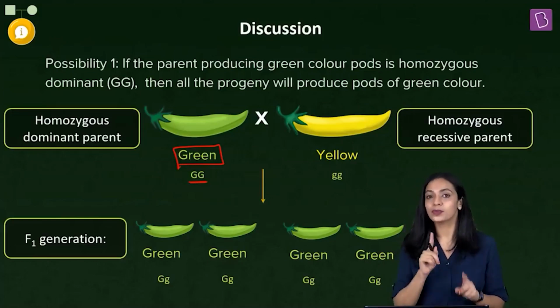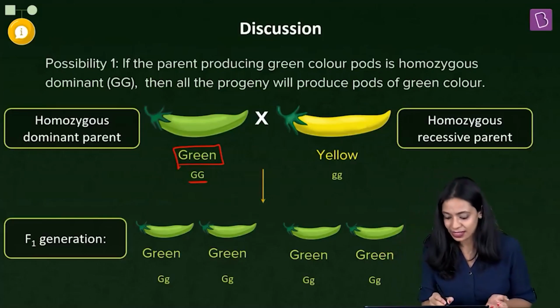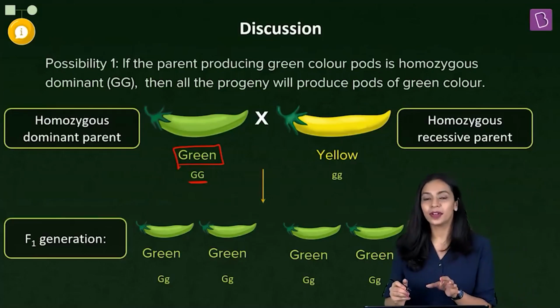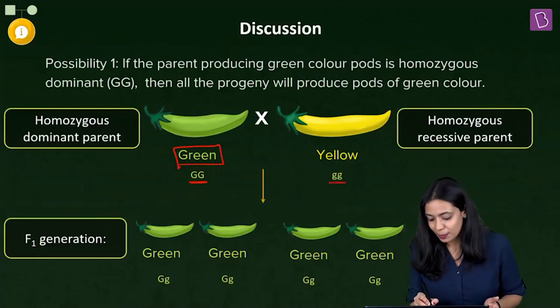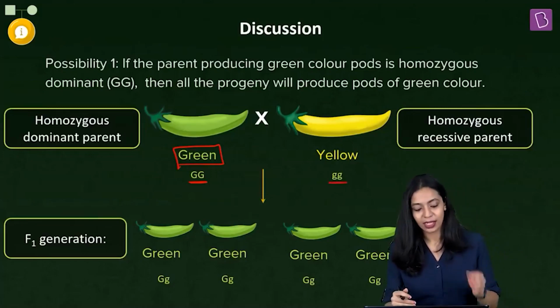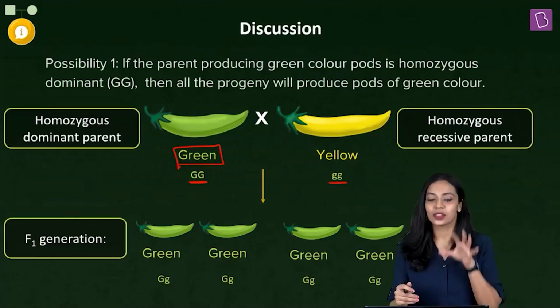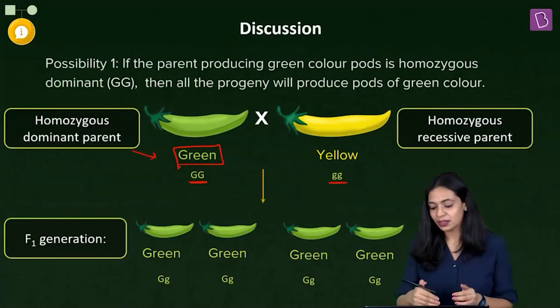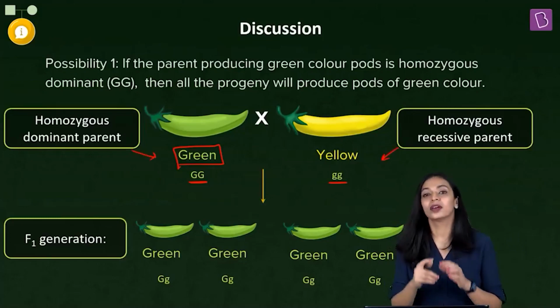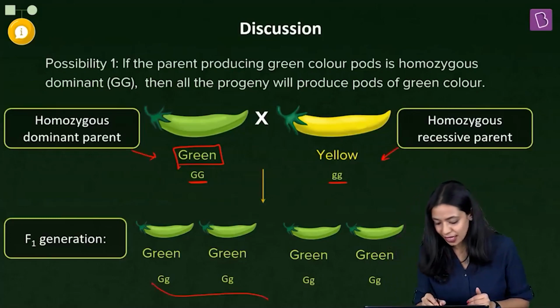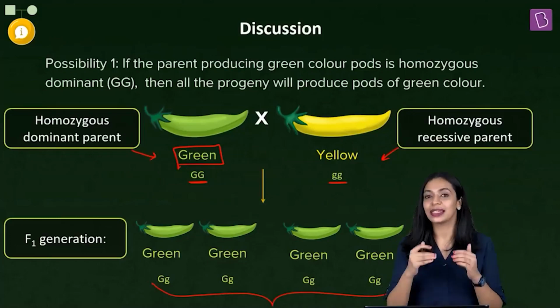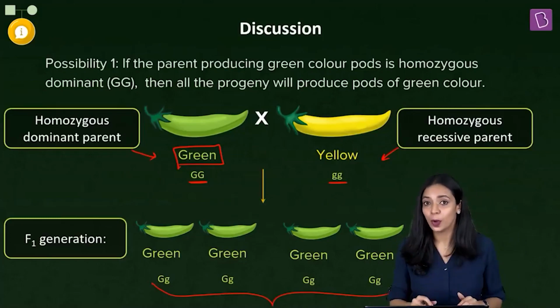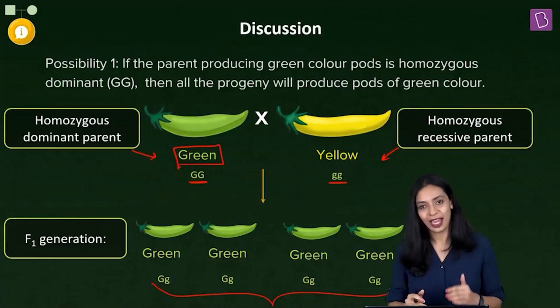So if it is homozygous, both the alleles will be of the same type. So it is capital G, capital G. Remember that the recessive trait is always going to be homozygous, right? So it can be represented as small g, small g. Now when you're crossing a homozygous dominant plant with a homozygous recessive plant, we end up getting heterozygous dominant plants. So all of the plants in the resulting progeny in the F1 generation will show the dominant phenotype, which is the green pod color, and all of them are going to be heterozygous.